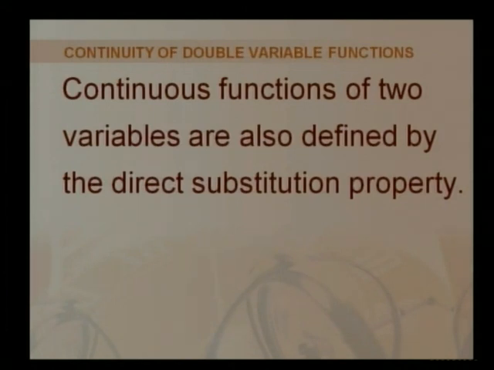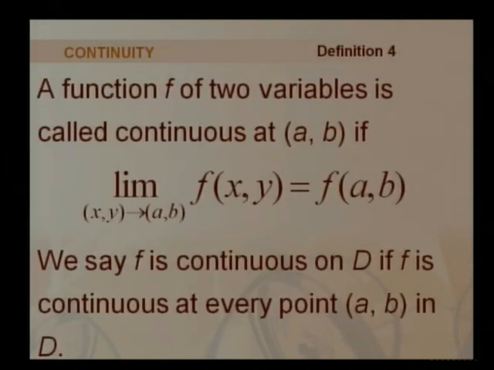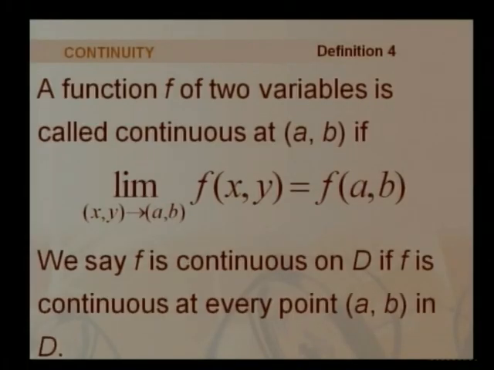Similarly, continuous functions of two variables are also defined by this direct substitution property, and we can say that a function f of two variables is called continuous at point a b if the limit of the function f of x y when x y approaches a b is f of a b, by substituting x equal to a and y equal to b. So here we say that f is continuous on D if f is continuous at every point a b in the given domain D.